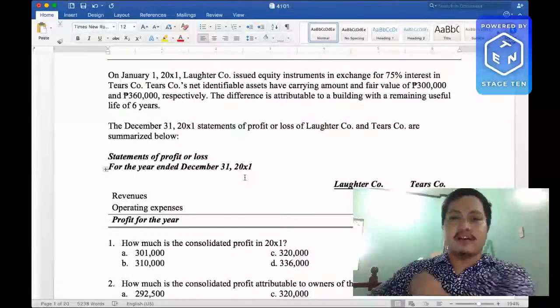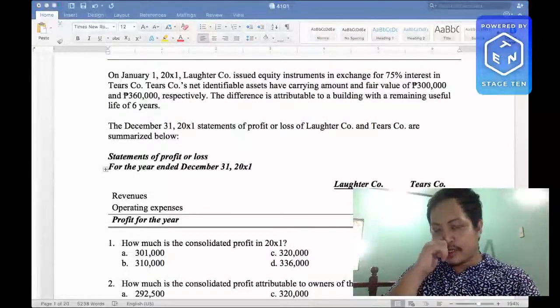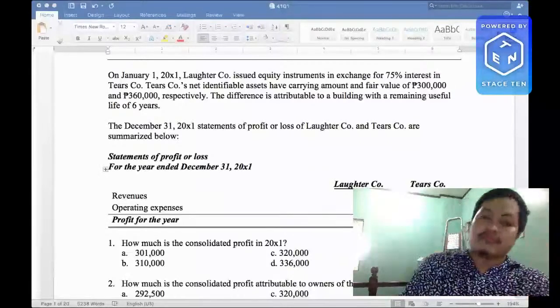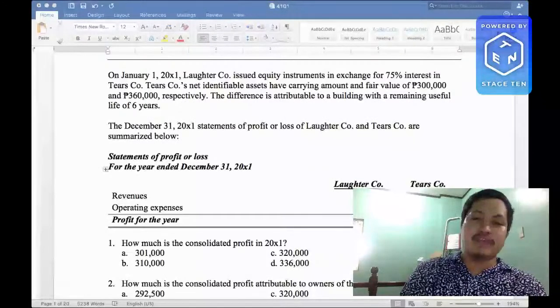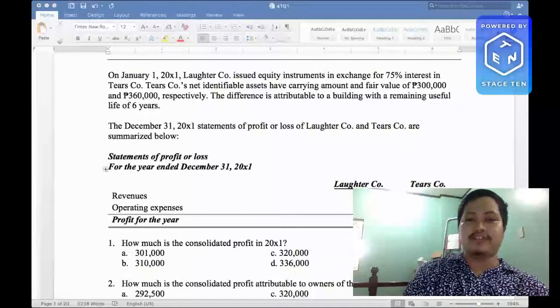Okay, but again, the common scenario here is that the adjustment to the income of the subsidiary would be a deduction. But again, it's possible that the adjustment would also be an addition.